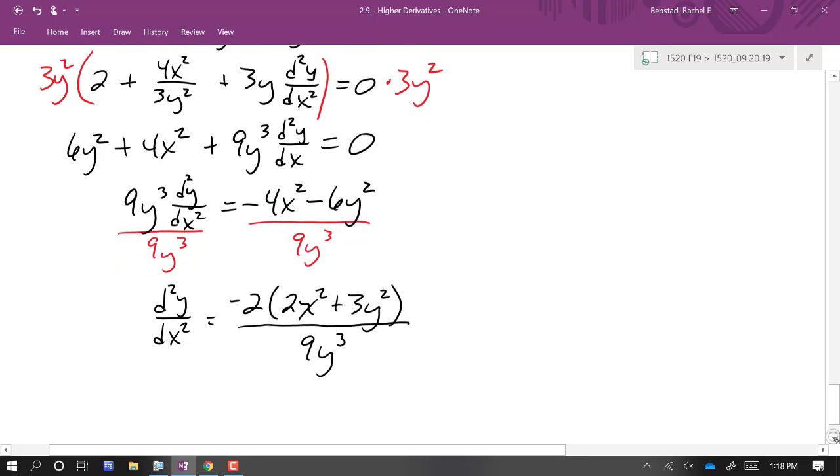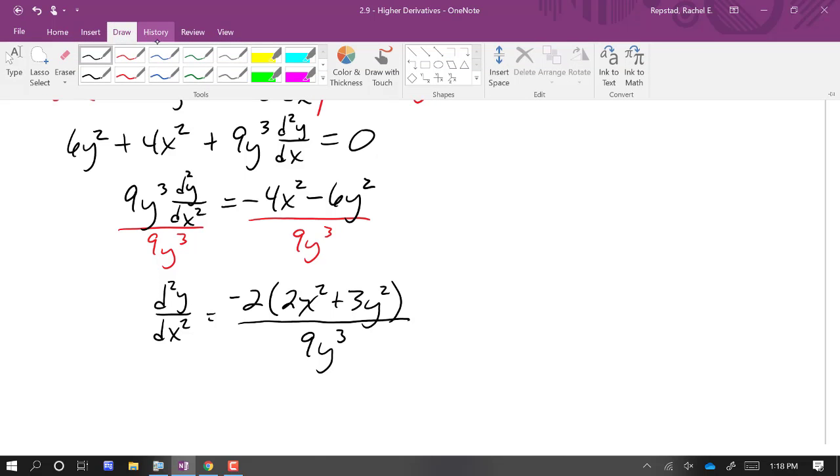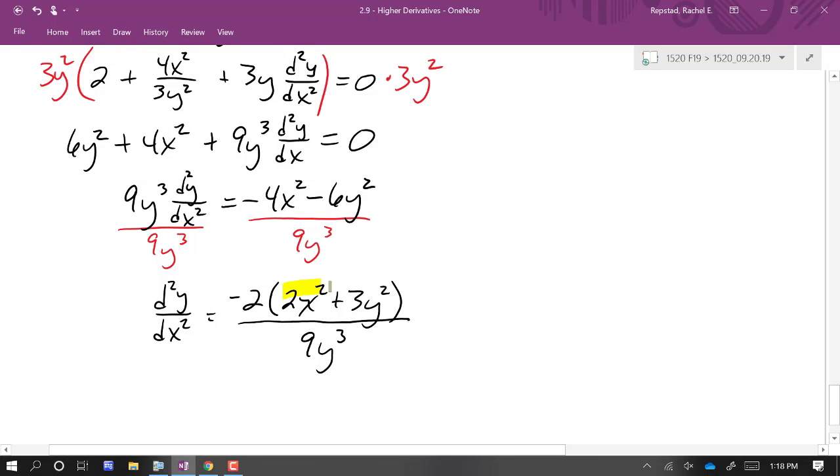So right now, we're feeling pretty good because, look, we have the second derivative and it's written only in terms of x and y, right? Which is our overall goal. But also, what I'd like you to do is just take a look at this right here, that expression in the parentheses, and ask yourself if you've seen that somewhere else in this problem.